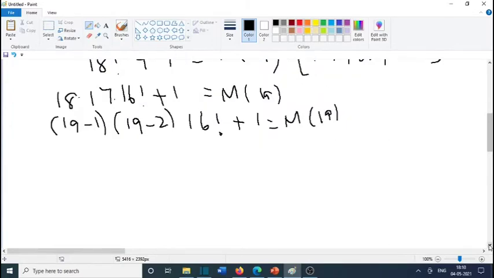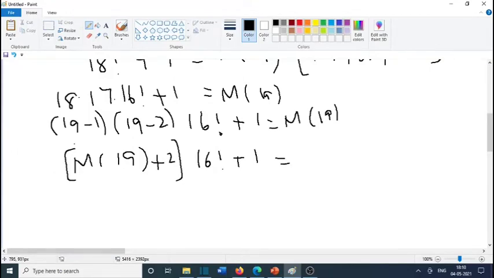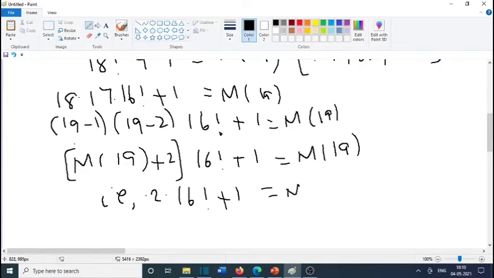Now 19 into 19 is a multiple of 19, 19 into 2 is a multiple of 19. Minus 1 into minus 2, this is plus 2 into 16 factorial plus 1 is a multiple of 19. In a multiple of 19, the number cancels here. That is 2 into 16 factorial plus 1 is a multiple of 19.